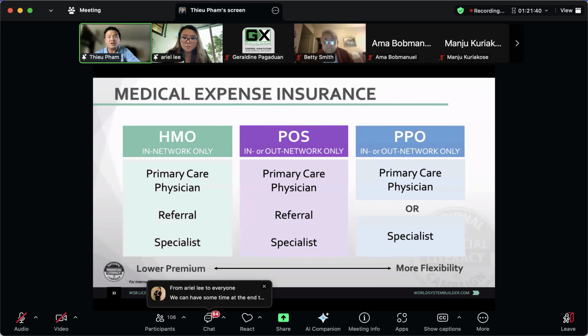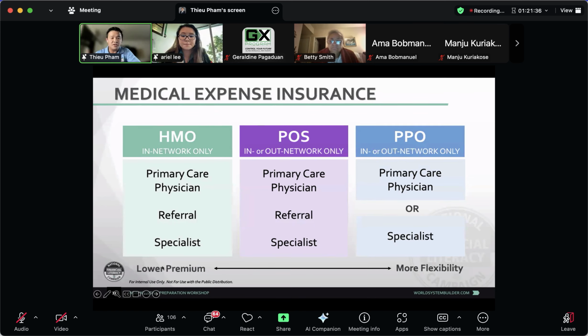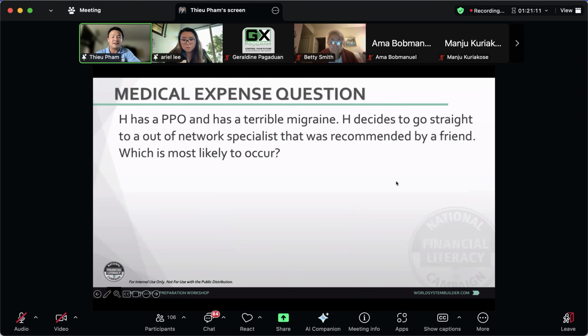Okay. So here, just to give you the summary, you see lower premium, more flexibility. So as you pay more, you have more flexibility. That's how life is, you get what you pay for. So with an HMO, you need a referral to a specialist. With a POS, you need a referral to a specialist, but it can be an out-of-network specialist. Okay, and on the PPO, you can actually go straight to the specialist as well. So that's why it costs more money to have this kind of plan.